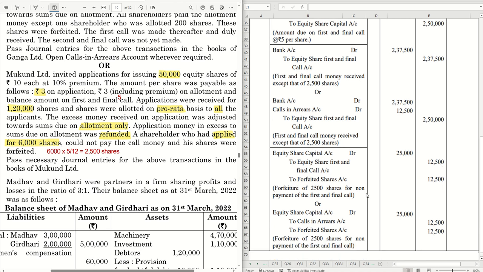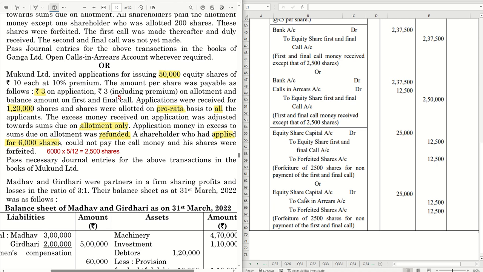This is the second entry we are following here. So equity share capital account debit, to calls in arrears, to forfeited shares. Calls in arrear for the first and final call is 12,500 that we calculated here. To forfeited shares account 12,500. This is the amount that has been received by the company and forfeited, which is the remaining 12,500.